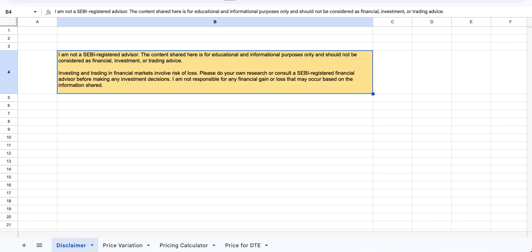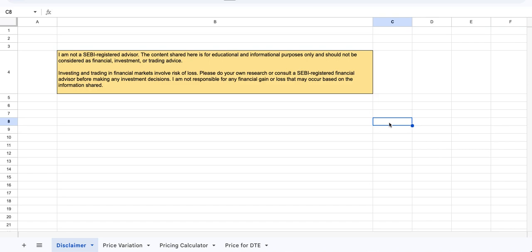Let us start with 1 lot. More lots means more money, so let us restrict ourselves to 1 lot. We will try to collect 2000 rupees worth of premium from the market. As I said, 1 lot is 75 quantity, right? So how much premium do you want to collect? It is 2000 rupees, right?